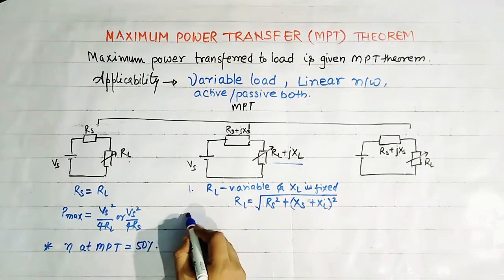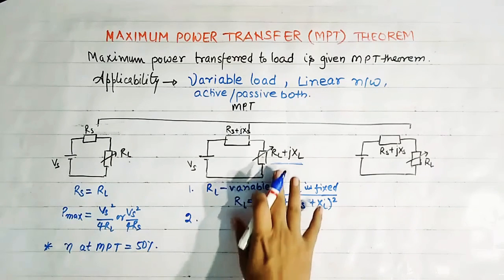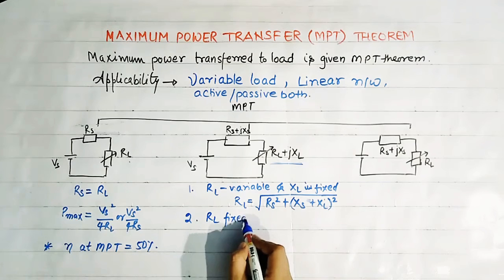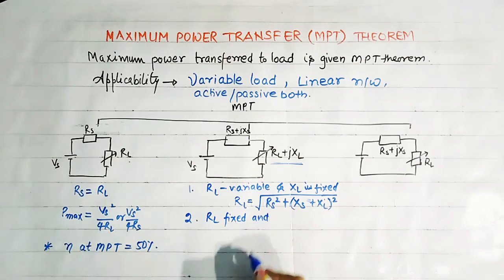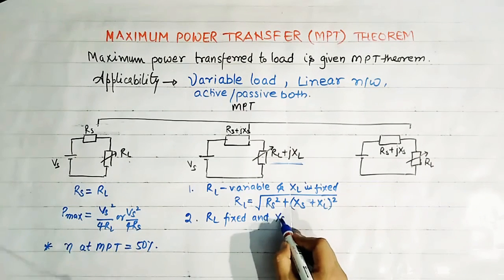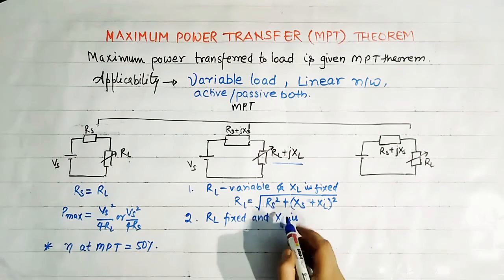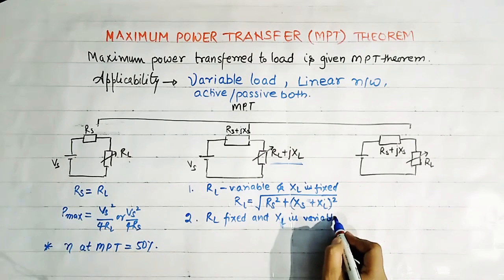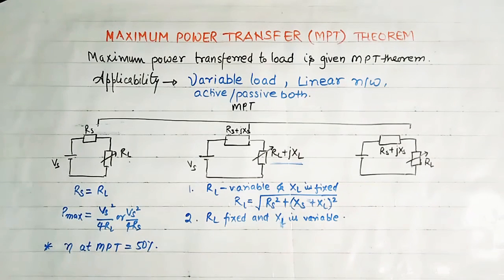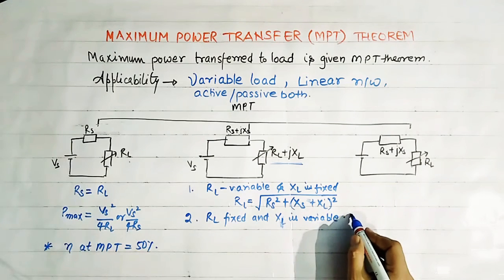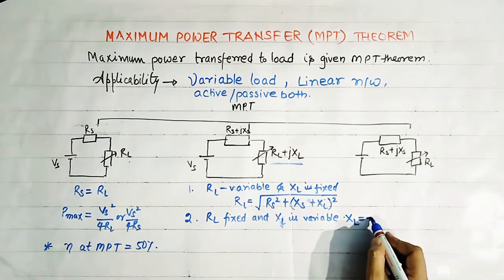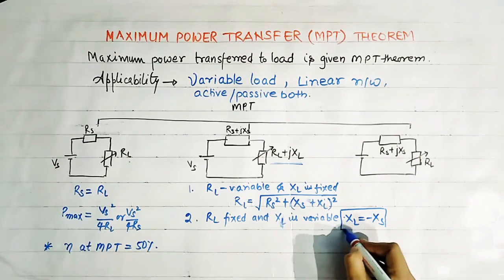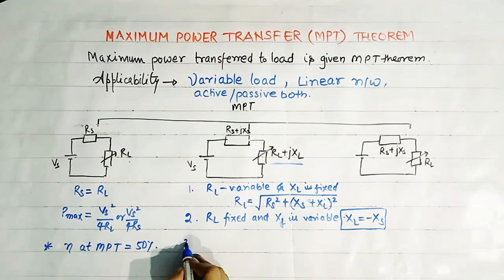Now take the second case. Here, if RL is fixed and XS is variable, XL is variable, then in this case the condition for maximum power transfer is XL is equal to minus XS.